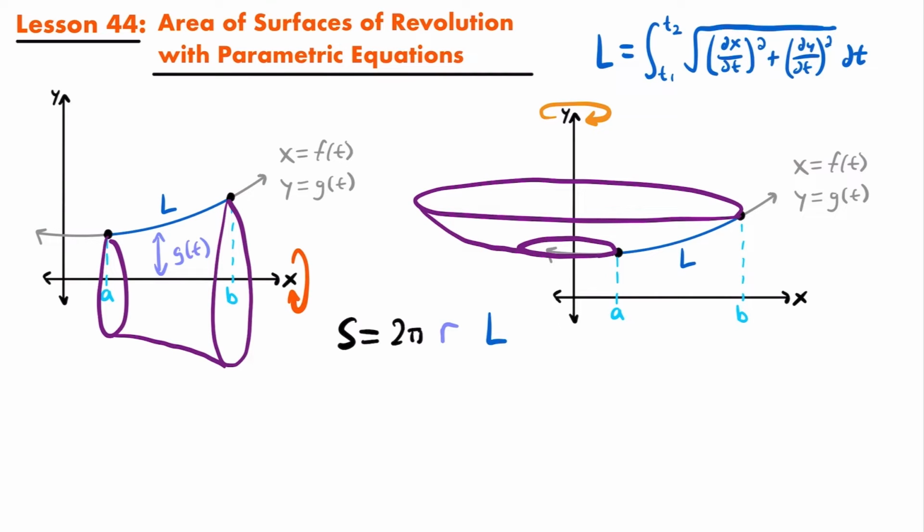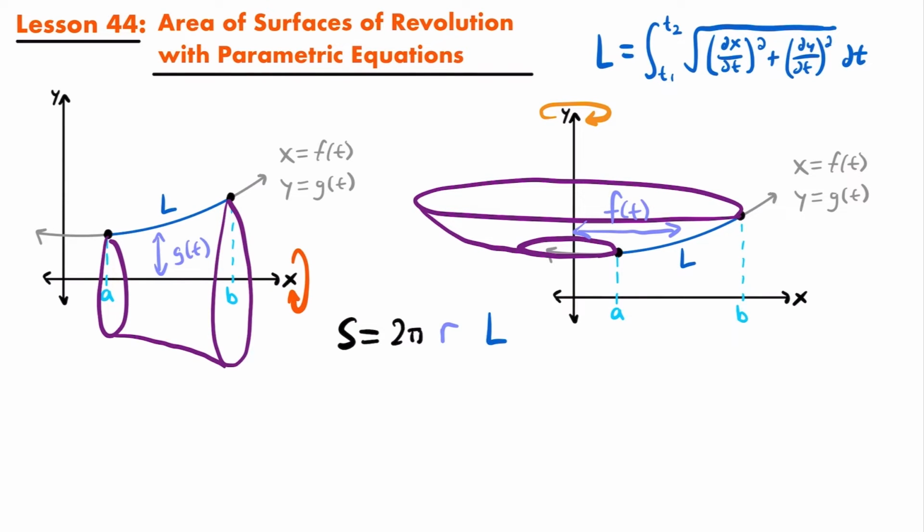And in the same way, for our surface of revolution that is formed by revolving around the y-axis, the radius, which is now the distance between the y-axis and the curve, is just a value of x, right? The distance from the y-axis to the curve is just whatever x value you are at along the curve. And the x values of this curve are determined by another function in terms of t, small f of t. So this radius is represented by small f of t.